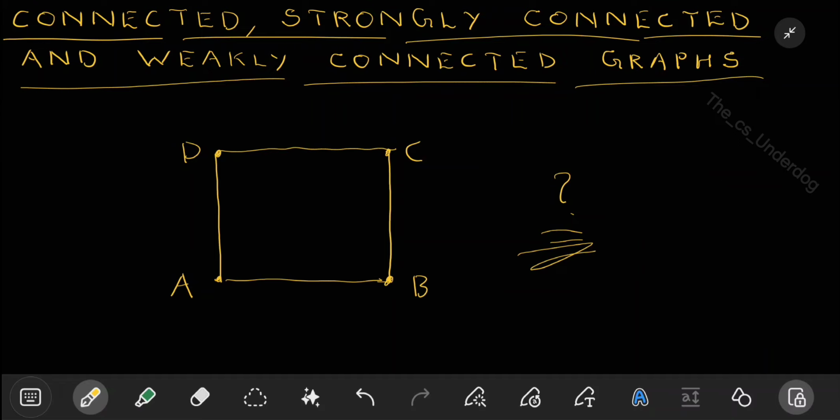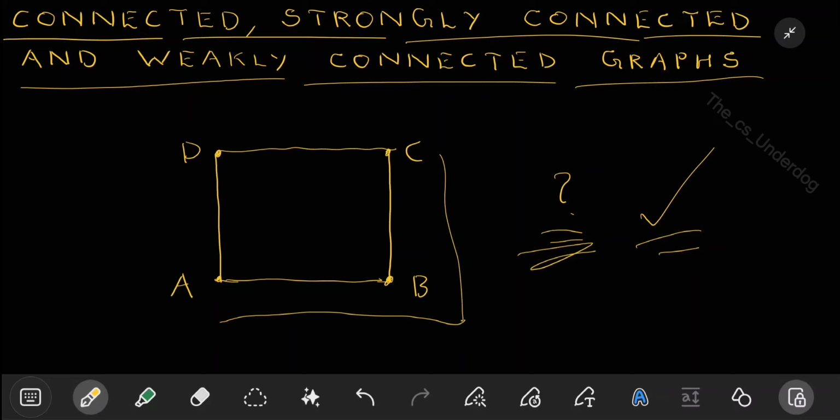The answer is, it is still connected because, see, it may seem like there is no edge from A to C, but for a graph to be connected, you just want the vertices to be connected by any path, not necessarily by a direct path. So here, if you want to reach from A to C, you can go from A to B and then from B to C, which means you still have a path through some edges from A to C.